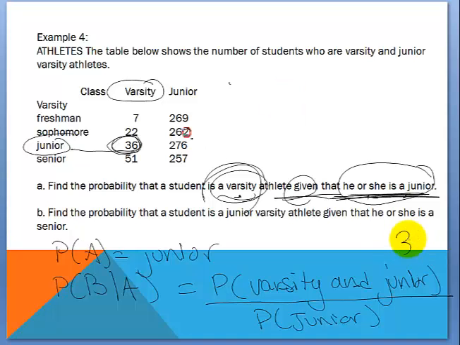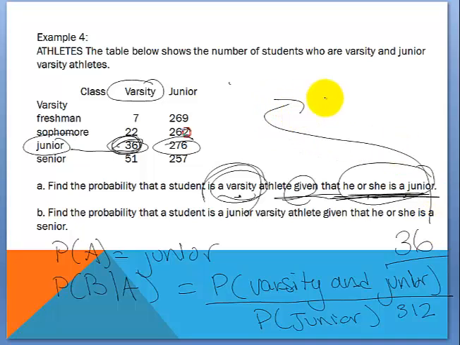So our numerator is going to be 36. Our denominator is going to be the probability of being a junior. So how many total juniors are there? We add 36 and 276, and that is 312. So the probability that the person is varsity, given that they're a junior, is 36 over 312, which works out to be 0.115 or 11.5%.